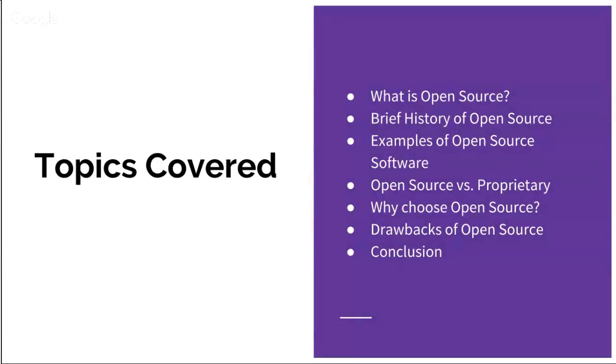The topics covered today include what is open source, a brief history of open source, some examples of open source software, software versus proprietary software, why should one choose open source software, a few drawbacks of open source software, and then a short conclusion to wrap up the presentation. So that's what this presentation is going to cover. Let's get started, shall we?